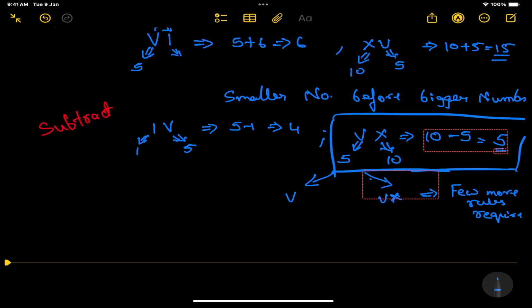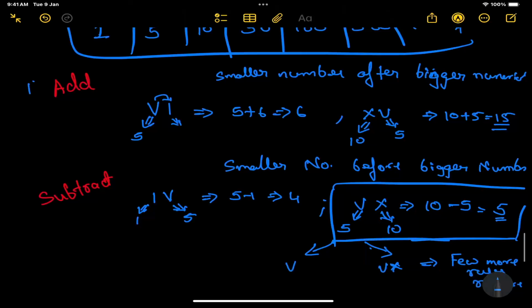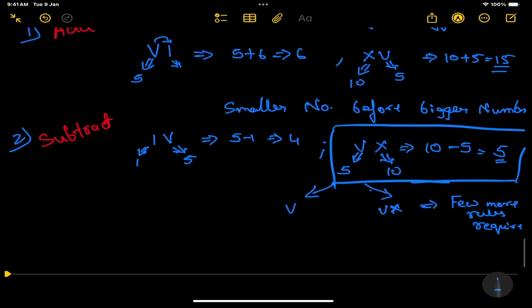What can be the other rules which will make sure that the denotation of these numbers is not repeated? We'll go to rule number 3. First is rule number 1, where a smaller number after a bigger number is added. The second rule is if a smaller number is before the bigger number, subtract. Now we will add rule number 3, where you cannot repeat letters more than 3 times.